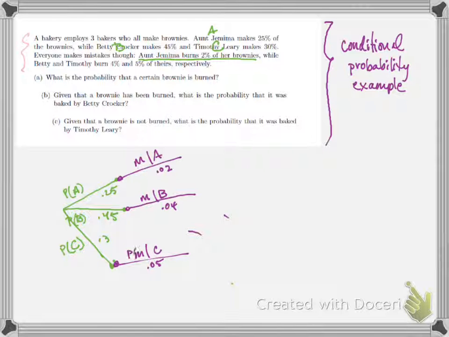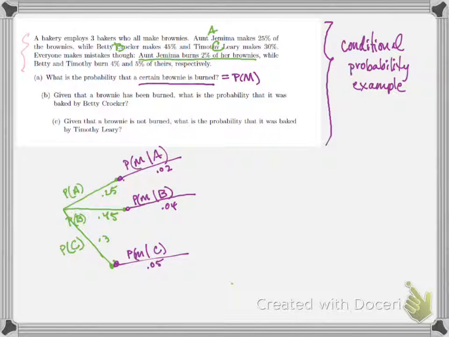So just to be careful, these are probabilities, right? So the probability there's a mistake given that it came down these branches. All right, so this is kind of our general form of the tree. We could find the other branches if we need them, so let's go see what the question asks. What is the probability that a certain brownie is burned? That is, what's the probability of that mistake?